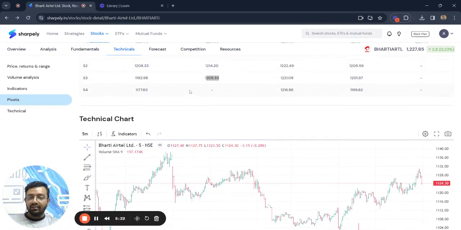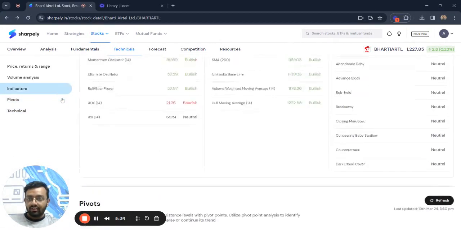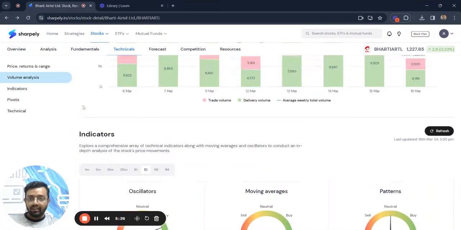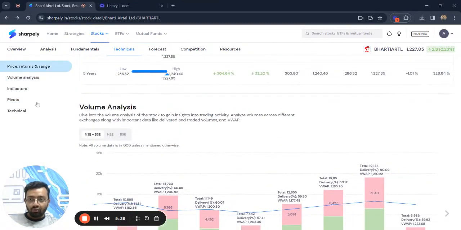Yeah, so that's it. That concludes this technical part of the stock report. And as you can see, from price to volumes to pivots to chart, everything is provided. And this will in turn help you analyze the stocks on a technical basis.